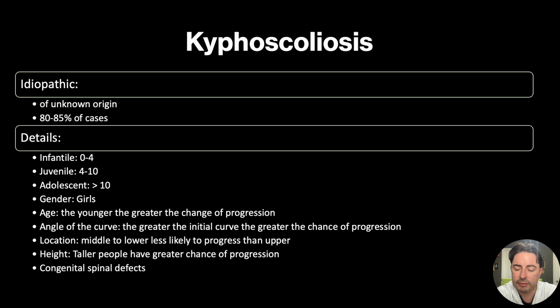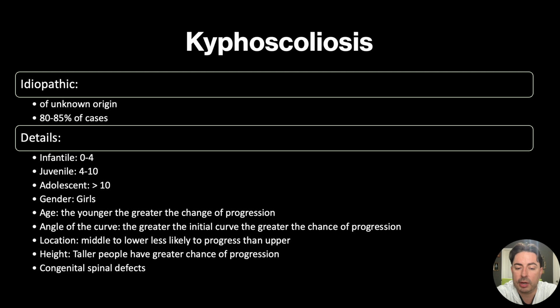The angle of the curve: if you go back and look at the very first slide with kyphoscoliosis, there's an angle in the spine that's measured, and it's at 90 degrees. So the greater the angle of the initial curvature, the greater the chance of progression. The more curvature you see in that initial curve, the more chance that this will progress and get worse. Depending on where the location is, if it's in the middle to lower back, it's less likely to progress than if the curvature happens at the upper portion of the back.